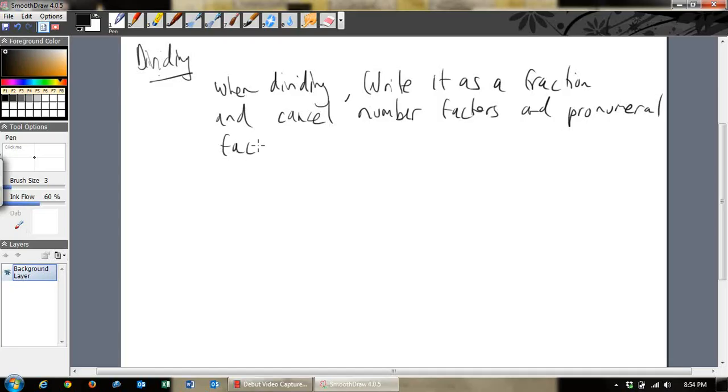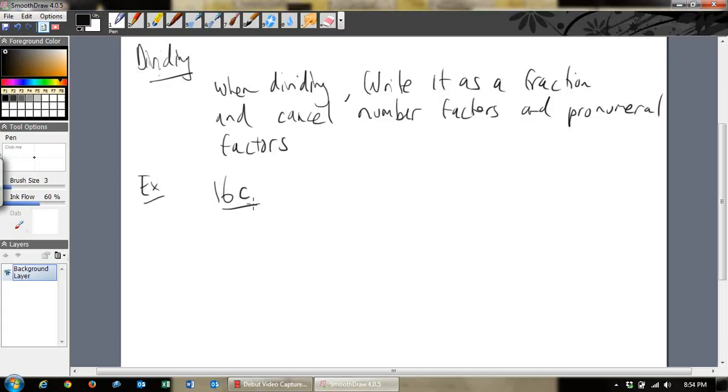Okay, so that's what we're trying to do here. Write the division as a fraction, and then look at what's on the top and bottom line, cancel out some numbers, so simplify the fraction, and also look for pronumeral factors on the top and bottom line. Okay, so straight into an example, because that's what everyone's here to see, aren't they?